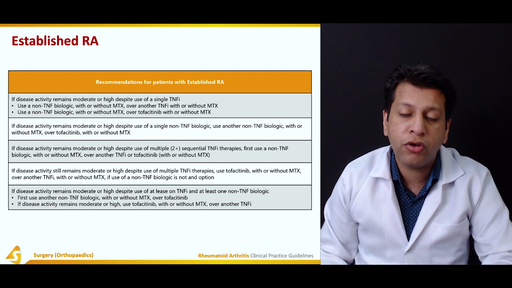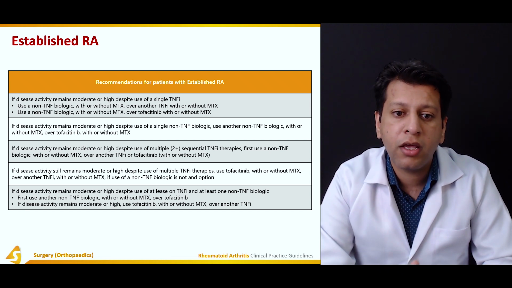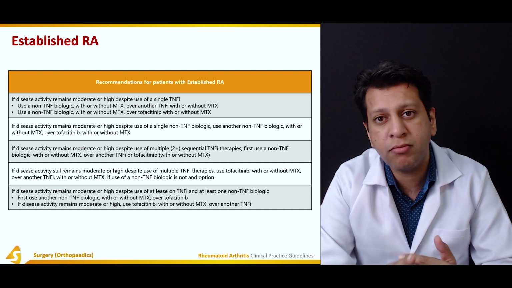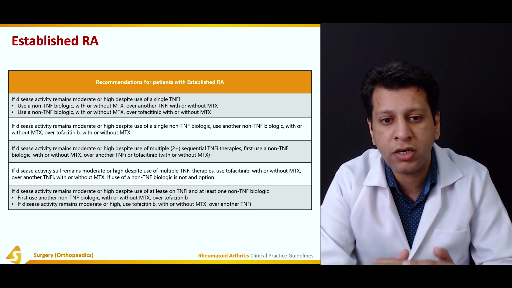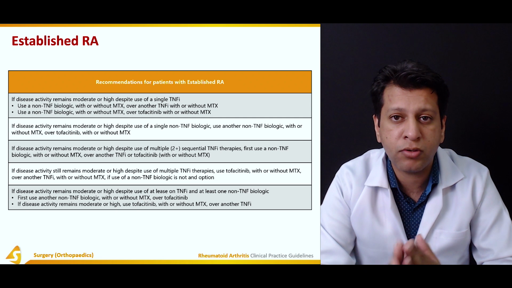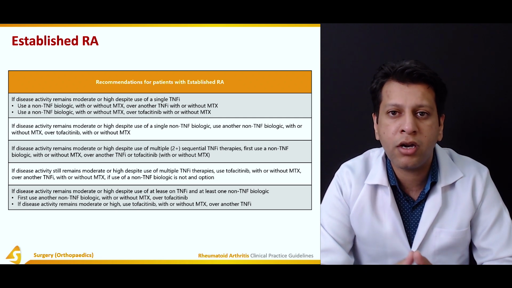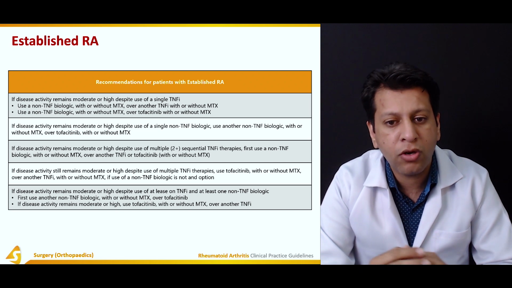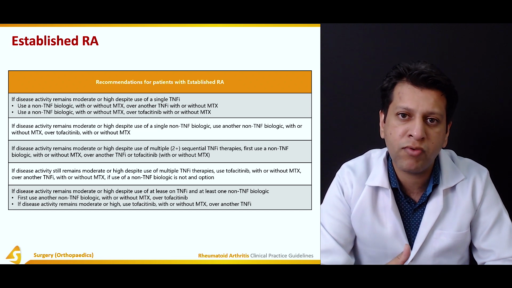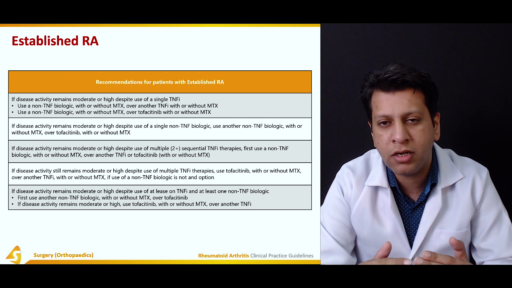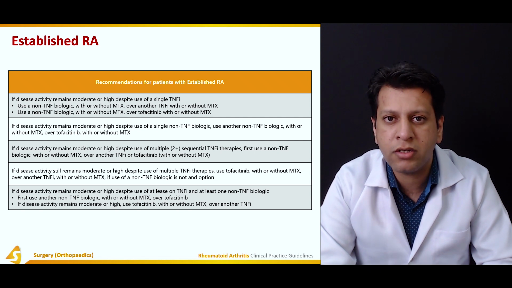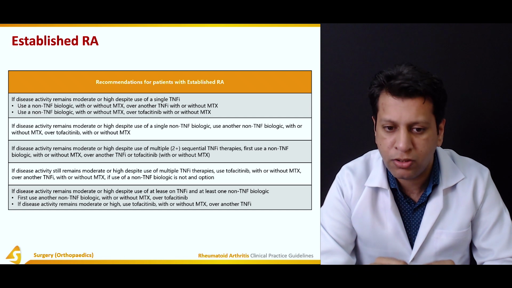Now, in case of established rheumatoid arthritis with high activity, it is slightly different. Instead of starting with the DMARDs and then moving to non-biologics and TNF inhibitors, in an established case of rheumatoid arthritis with high disease activity, we have to jump straight away to tumor necrosis factor inhibitors or non-TNF biologic drugs. Then, if the activity is still high and there's no real response, we can combine them with methotrexate. But in case of established RA with high disease activity, the first choice of treatment is TNF inhibitors or non-TNF biologics.